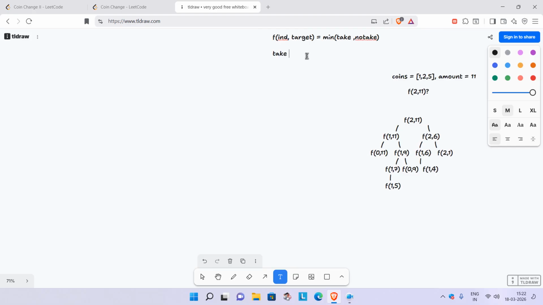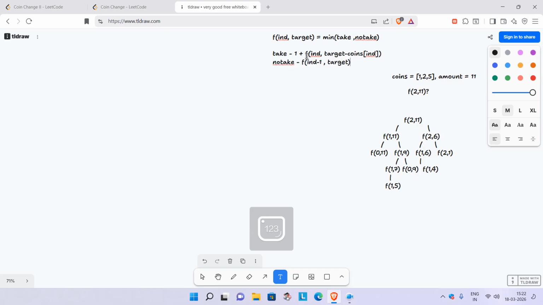So now we call for this. In the take condition we simply call 1 plus f of index, comma, target minus the coin value, and you know very well there's a condition: we can take that coin only if it does not exceed our maximum value. And in the non-take condition it is nothing but index minus 1, and the target value remains the same in case of not taking.